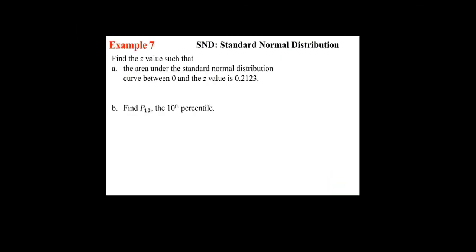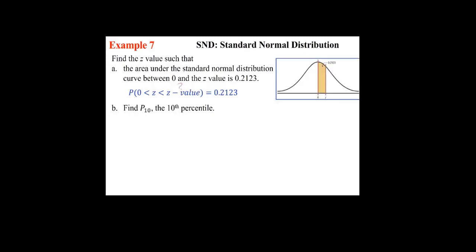Find the z-value such that the area under the standard normal distribution curve between 0 and the z-value is 0.2123. Find the 10th percentile. We want the following. Probability of z being between 0 and some z-value we don't have. So this is what we are looking for. It's given as 0.2123. So that means here's the graph. From 0 to some number, the area is 0.2123. How do we look it up?